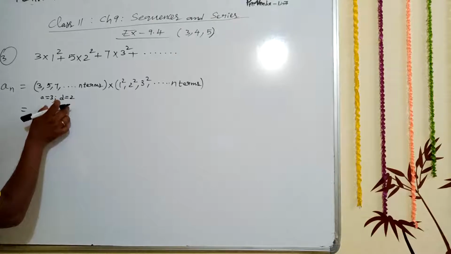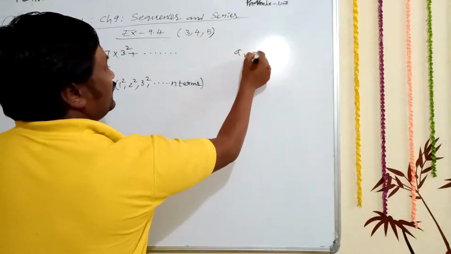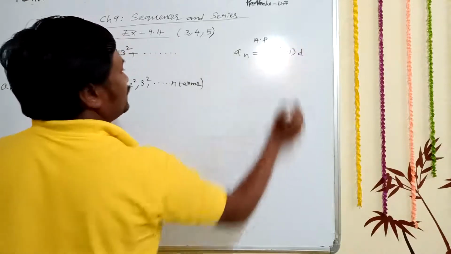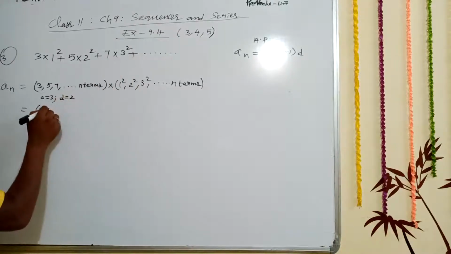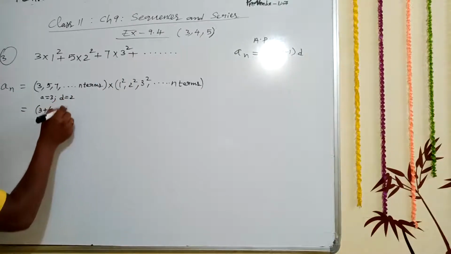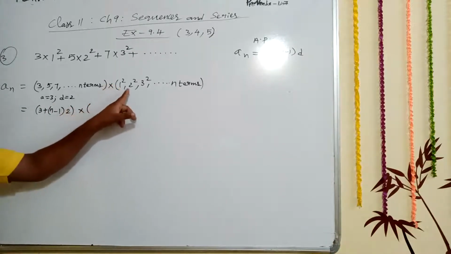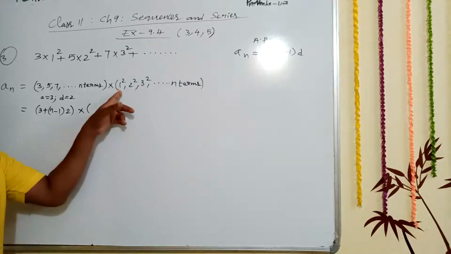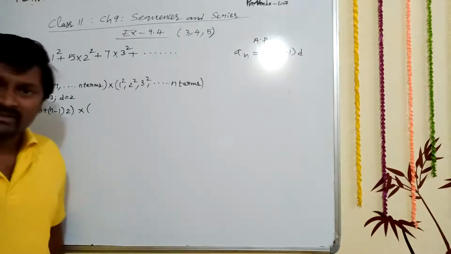By using this, just find the nth term. We know that An is equal to, in AP, A plus n minus 1 into D. So use that formula. A means here 3, plus n minus 1 into D, which is nothing but 2, that into 1 square, 2 square, 3 square up to n terms is what we are going to get. We are finding each one is like 1 square, 2 square, 3 square. So what we can write?